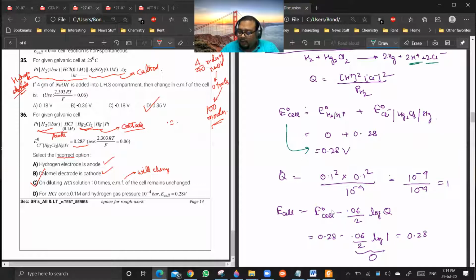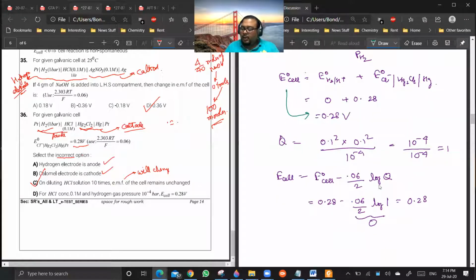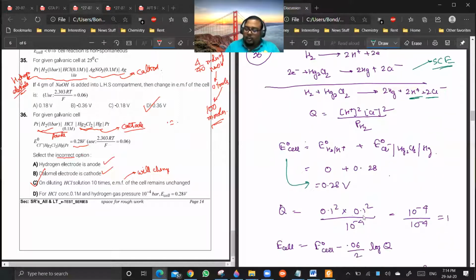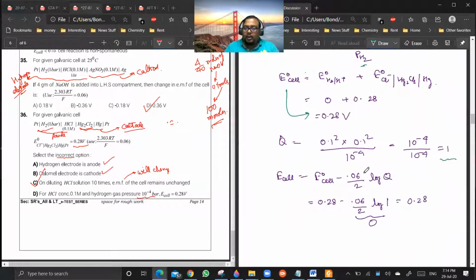And E cell will be E naught cell minus 0.06 by 2 log of Q. Now what will be the value of log Q? Q is 0.1 square into 0.1 square by the pressure of H2. Here they have changed the pressure of H2 to 10 power minus 4 bar. So this will give a Q value equal to 1. If Q is equal to 1, then log of Q will be 0, so this whole term will be 0 and E cell will be equal to 0.28. Are you getting this point? Yes or no?